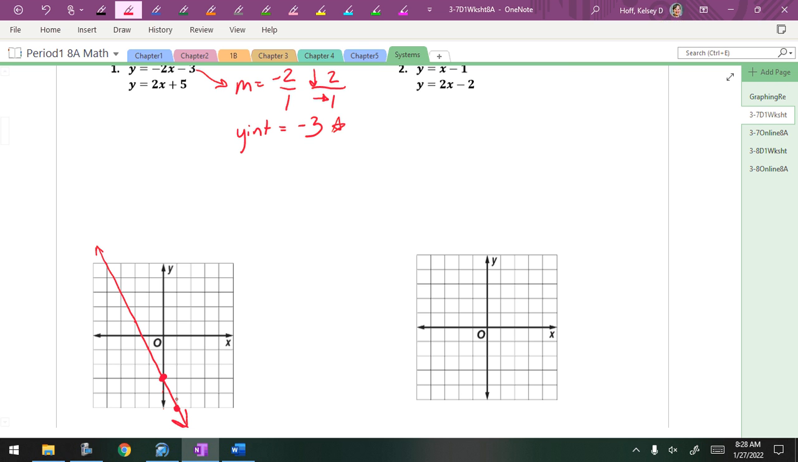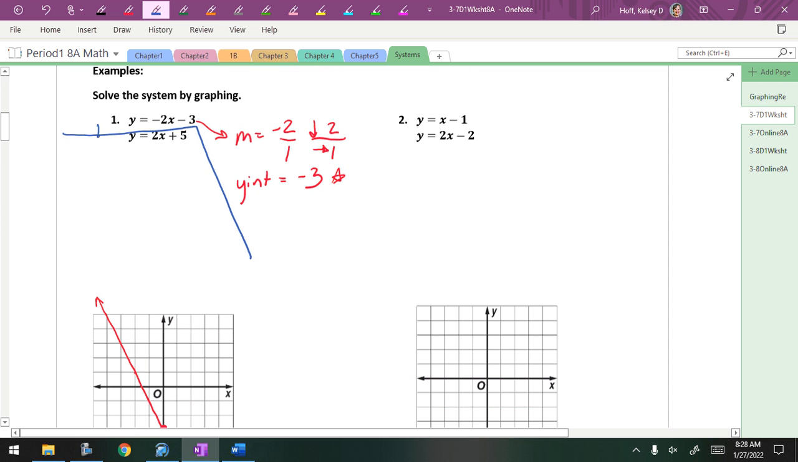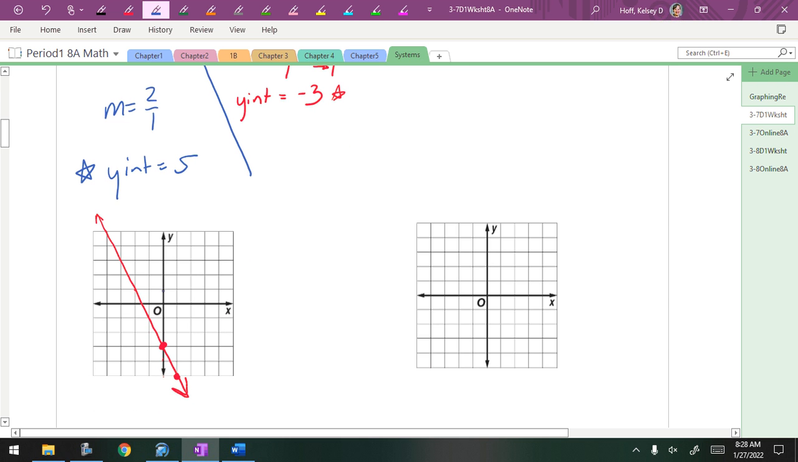Okay, so the new part is take the second equation. Y equals 2x plus 5. Y is already by itself. What's my slope? 2 over 1. What's my y-intercept? 5. So we have to start at 5. Ooh, this might be a bad one.